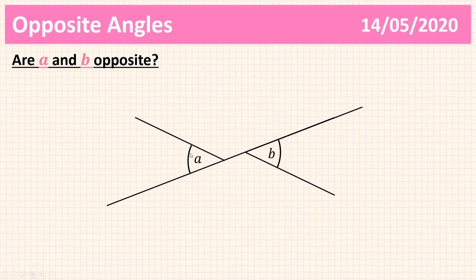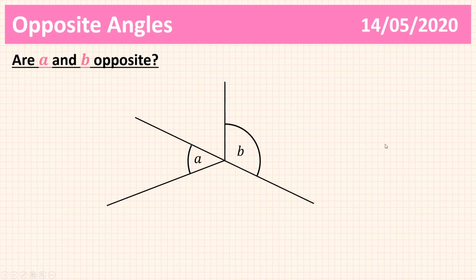Now, slightly different to the previous question, they do share a straight line. However, because we've got these two extra lines, so altogether we've got three lines, it's not two lines intersecting at one point. So A and B are not opposite, and therefore we cannot say they are equal. If we measured them, they might turn out to be equal, but we can't say that through our angle fact, that they are actually equal. What about this one?